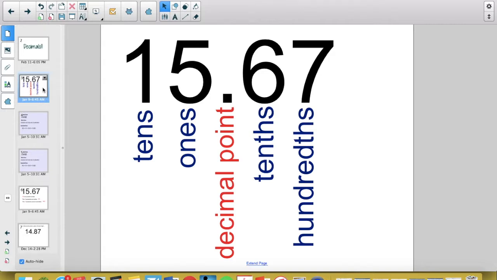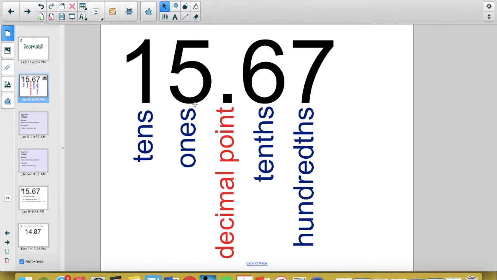I read this as 15 and 67 hundredths. Every time you read a decimal, when you see the decimal point, you say and. We've got our tens and ones place. You're familiar with that, just like regular whole numbers. And then after the decimal point, you've got your tenths, then your hundredths. The last place value of this decimal is hundredths. That's why I read it as 15 and 67 hundredths.